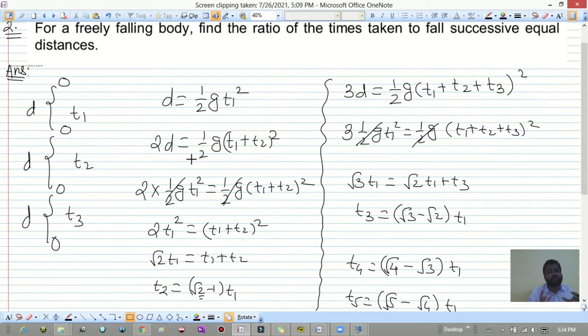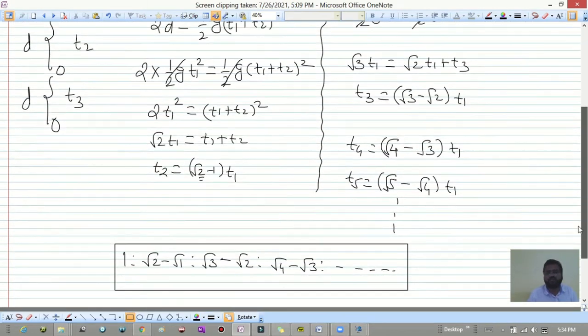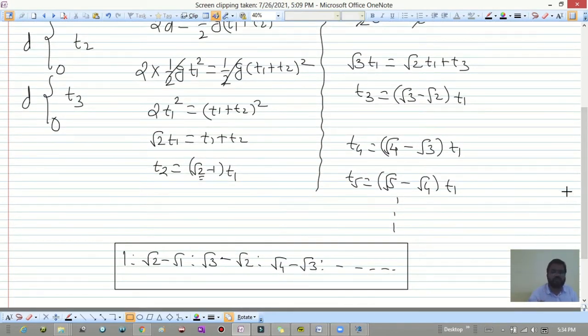But ratio of times in equal distances will be in the ratio of 1 is to root 2 minus root 1 is to root 3 minus root 2 is to root 4 minus root 3 is to root 5 minus root 4 is to root 6 minus root 5, likewise so on and so forth. I hope this is clear to you all.